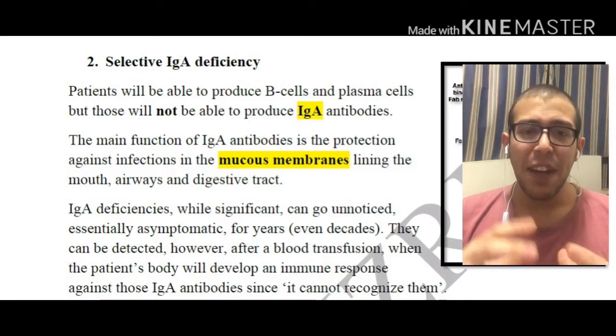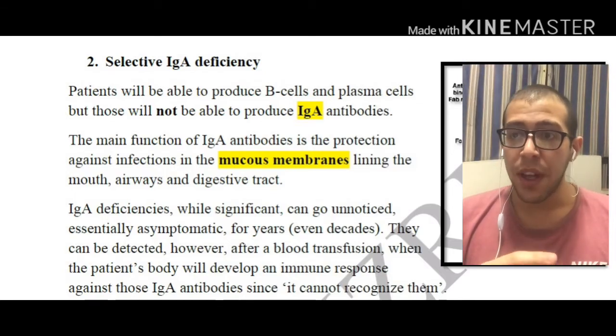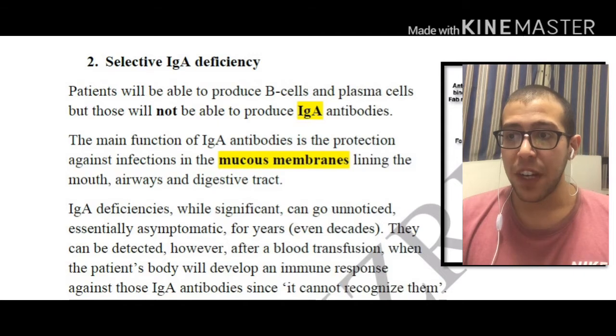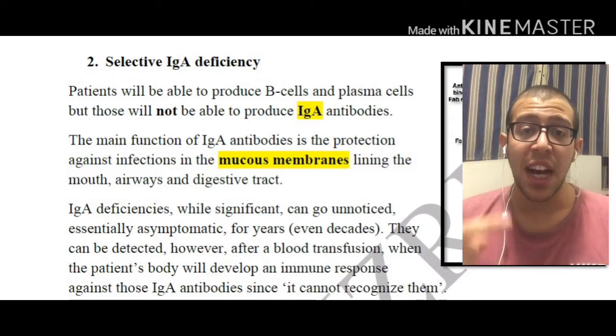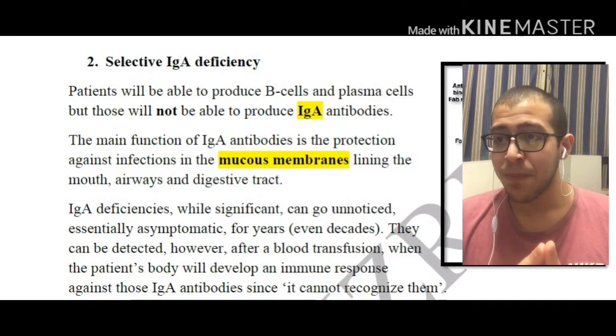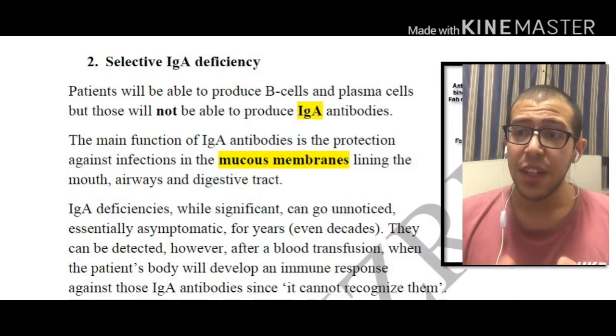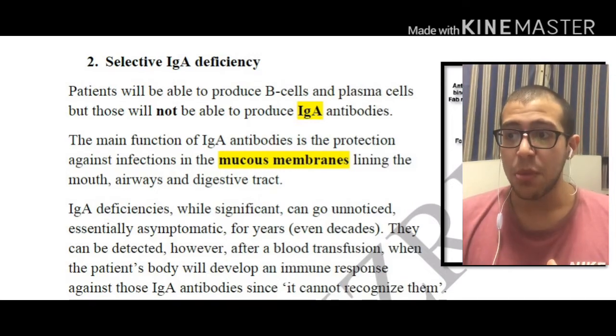Now, the main function of the IgA is to protect against infections in the mucous membranes lining the mouth, the airways, and the digestive tract. So naturally, if we have a problem with this IgA antibody, then we're going to be having more complications in these areas. So IgA deficiencies, while significant, can go unnoticed, essentially asymptomatic for years.